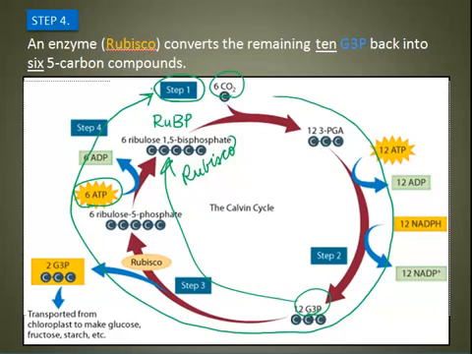Now in reality, each carbon dioxide molecule enters this cycle individually. And so this means that the cycle must happen how many times? 6 times in order to make 1 molecule of glucose. It's interesting to note that rubisco is the most abundant enzyme on Earth. Think about this cycle and its importance to plants and to living things. Why do you think that rubisco is the most abundant enzyme on Earth? Pause the video and take a minute to answer that question.